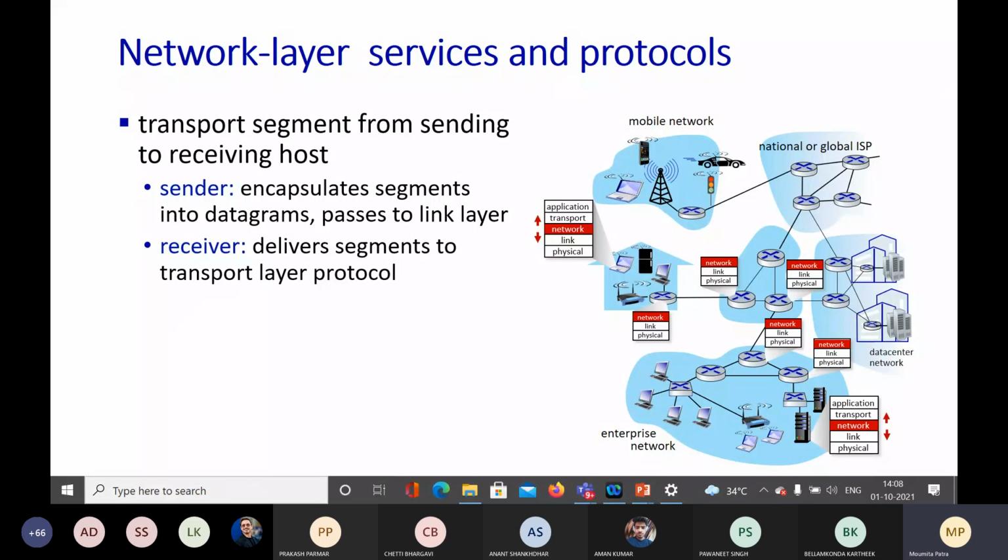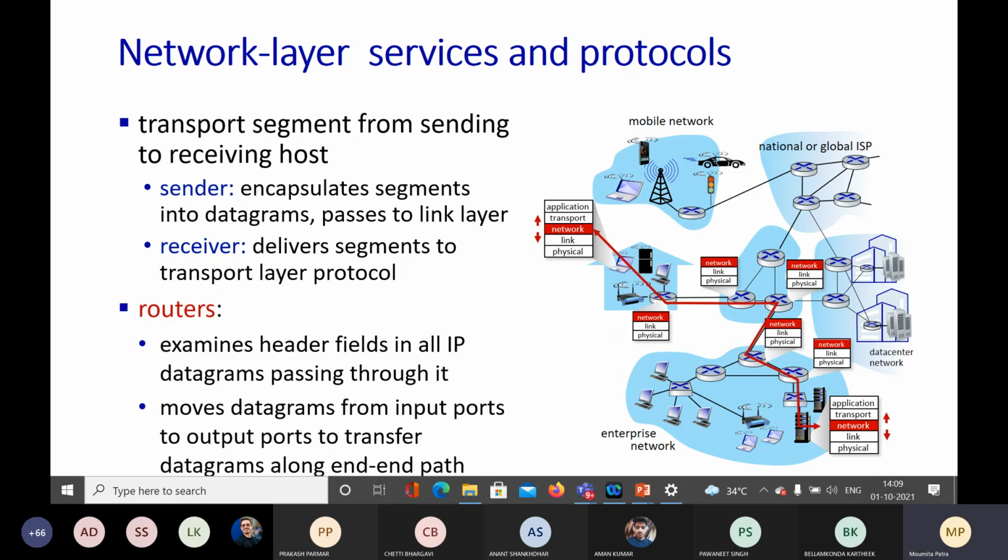Okay, and at the receiver's end, just the opposite happens. From the link layer, the network layer will receive the frame, get to the datagram, and take whatever information is needed. It will decapsulate the segment, that is, get the segment from the datagram, and deliver it to the corresponding transport layer. So these are the tasks of network layer protocols at a sender and a receiver.